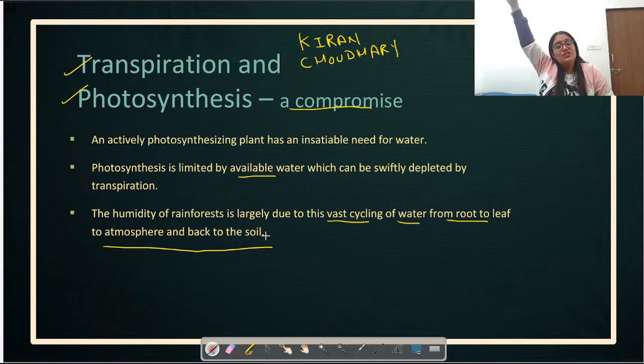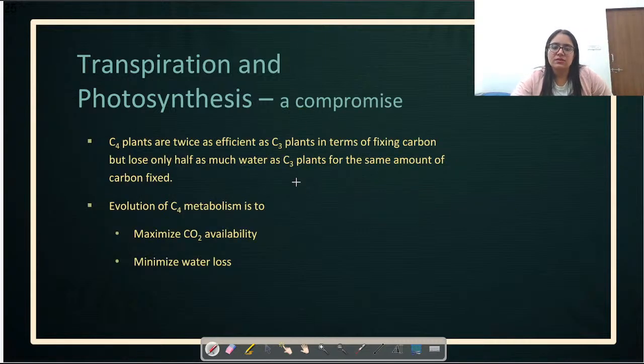There it will be lost in the form of vapor. Then that water will reach the atmosphere and get converted into water. That means the water will come back in the form of rain, then go into the soil, and from the soil the water will be again absorbed by the roots of the plant. So this whole cycle runs and is responsible for humidity in the rainforest. Is this okay, my dear students?